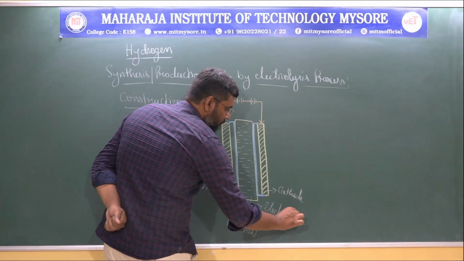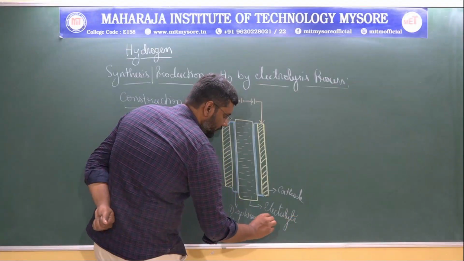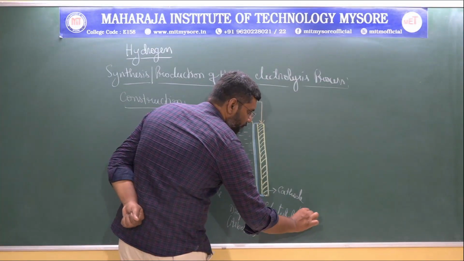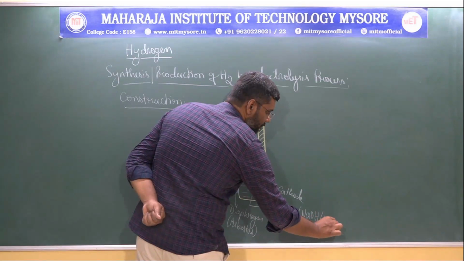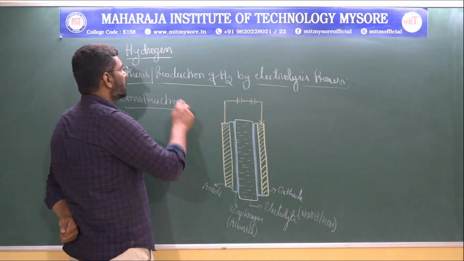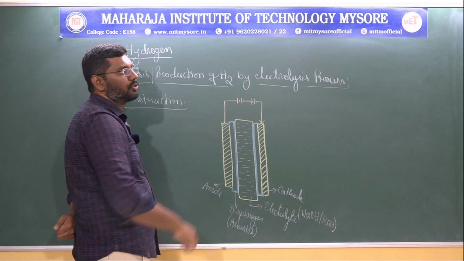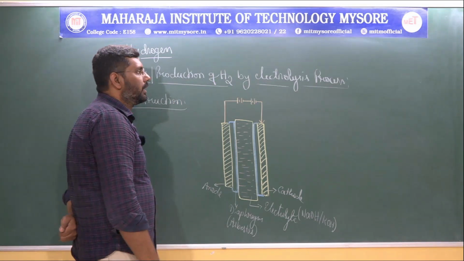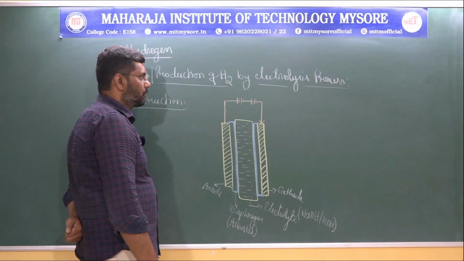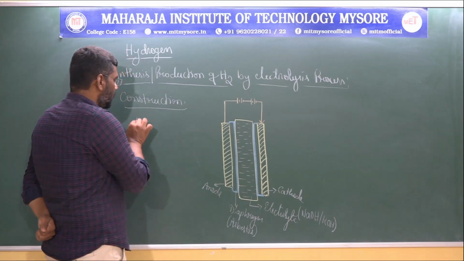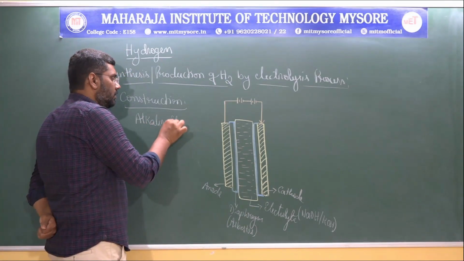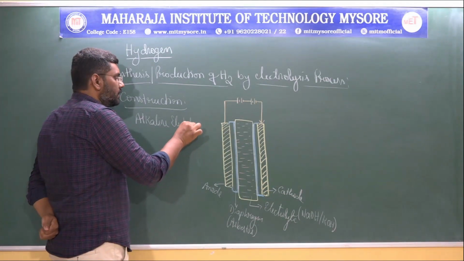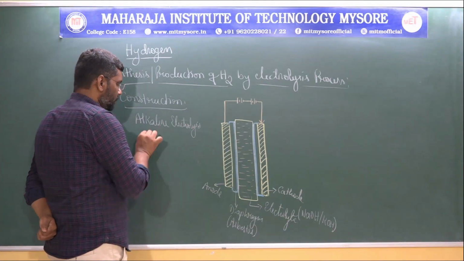And there is the presence of electrolyte. The electrolyte we are considering here consists of sodium hydroxide or potassium hydroxide, because we are discussing the synthesis or production of hydrogen by the alkaline electrolysis process. So we are calling it the alkaline electrolysis process.